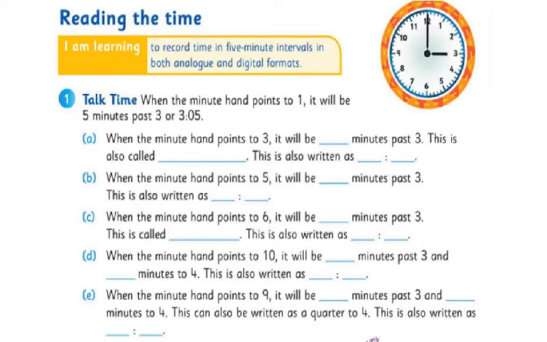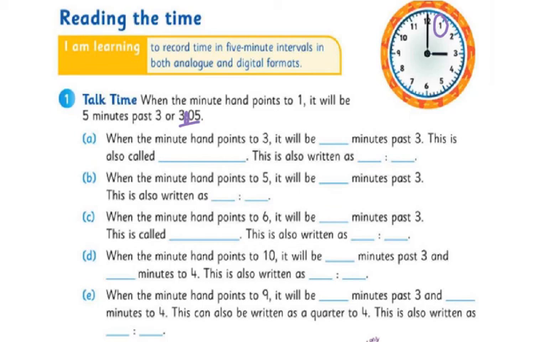Okay, this is the task you're going to try in your copies. So I'll copy this slide and I'll put it into the PowerPoint for you if you want. So what we're learning is to record time in 5-minute intervals in both analog and digital formats. So it's just a little revision session for us. So when the minute hand points to 1, here, it will be 5 minutes past 3, or like we were practicing with the digital time, 3:05, and always use your 2 colons there.